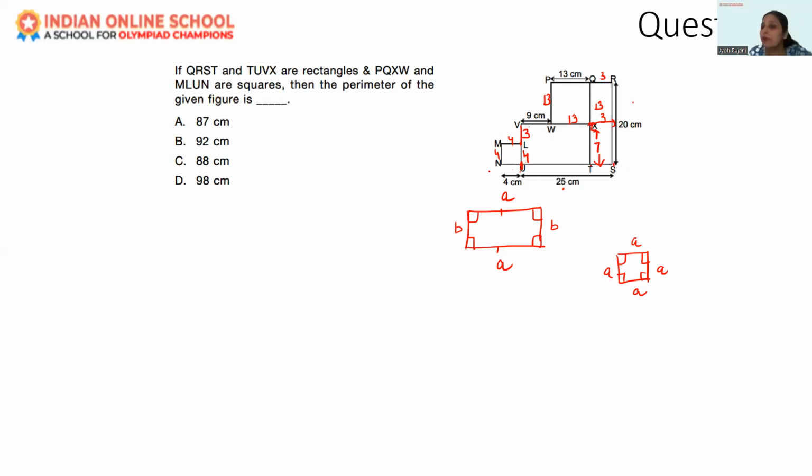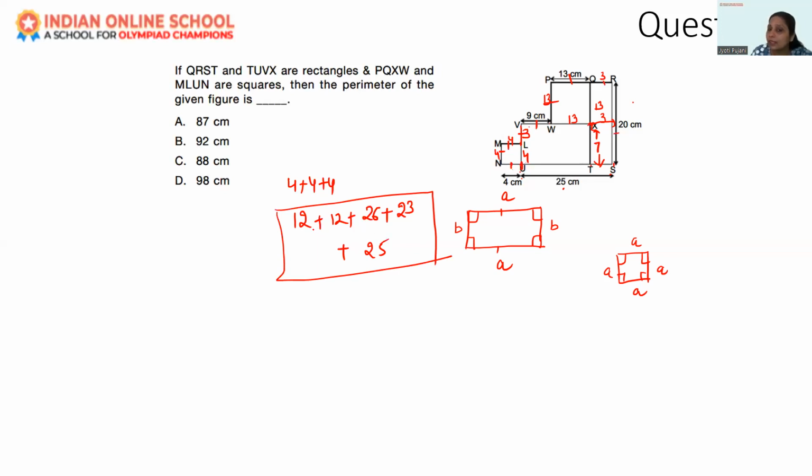Okay. Now I have to add the boundary. So I will start with, let's suppose I start with A here. So here is 4 centimeter. Then 4 plus 4, 4 plus 4 plus 4. That means 12 is there. Now here 3, 9. 3 plus 9 is 12 also here. 13, 13. 26 is there. Now 3 plus 20. 23 is there. Now this one is total 25. So 25. So this is your boundary. I hope I have taken all the parts, right? All the sides. So let's add them.